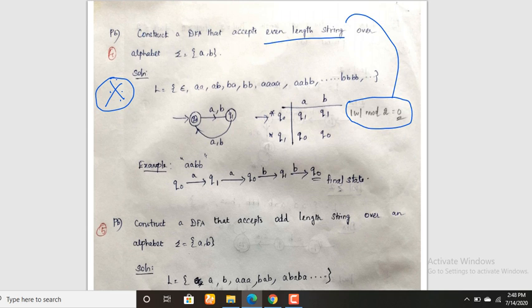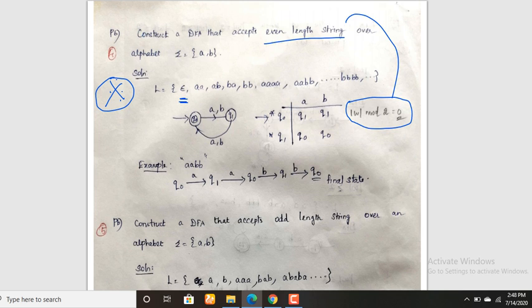First step of the solution of this problem. What's the first step? Write the language for the given problem. Here you include epsilon. Keep in mind, you include epsilon. This is important, you won't omit epsilon, you should include epsilon here.